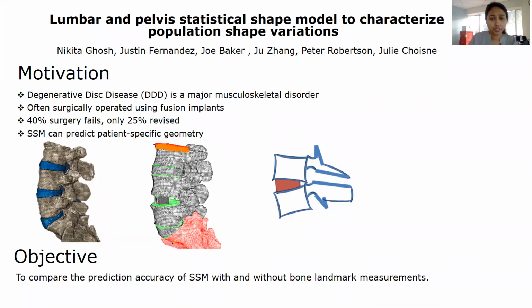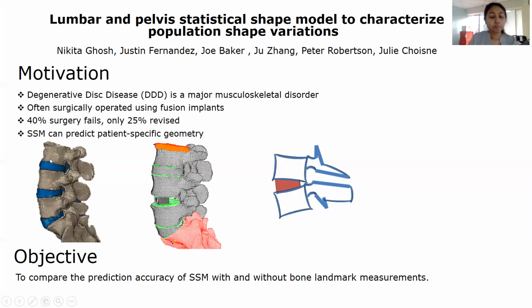But due to incorrect placement of the implant, 40% of spinal fusion surgeries fail, out of which only 25% of failures might be reversed. Generic models are not sufficient to provide detailed morphological information of the spine, so a population-based model such as a statistical shape model is needed, which can predict the patient's specific bone shape with simple measurements.